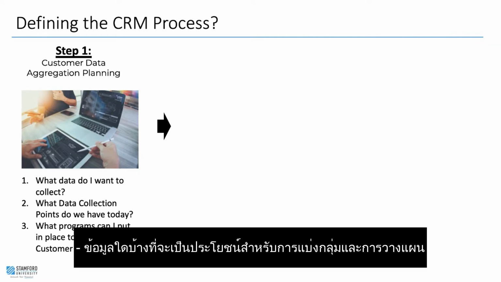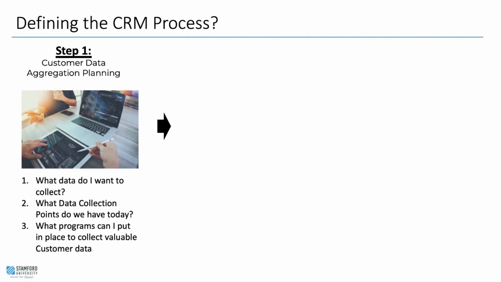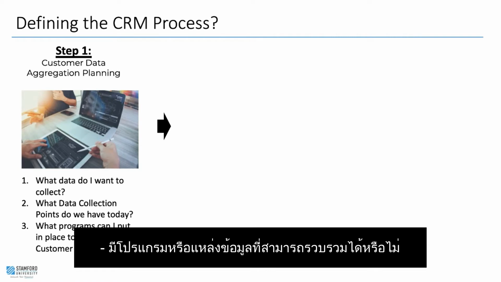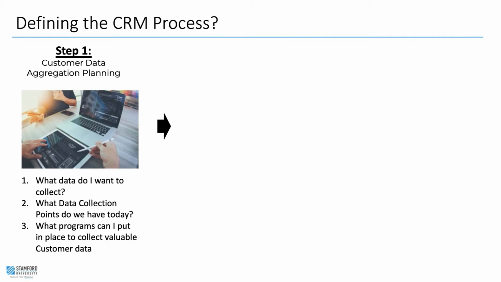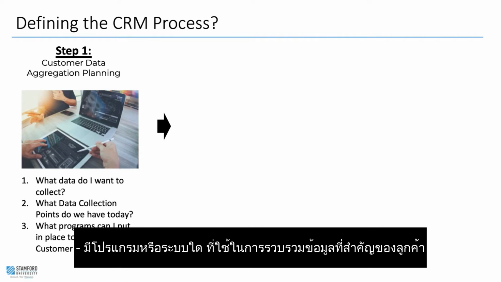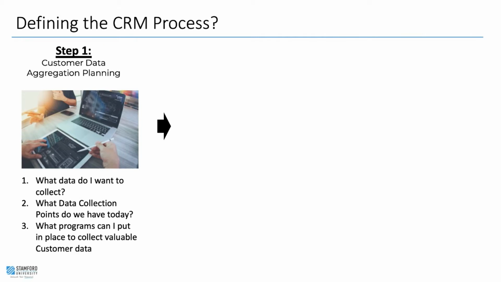Okay, what data do I want to collect that will be useful for segmentation and planning? There's so much data you can collect about a customer. So you want to ask, what is the data I want that you'll be able to use for segmentation and further planning? Next, do I have any programs or sales touch points where I can collect data today? What are my current interactions with customers? How can I collect data today? And last, what programs or mechanics can I put in place to collect valuable customer data? These are all the things you want to think about in the customer data aggregation planning.